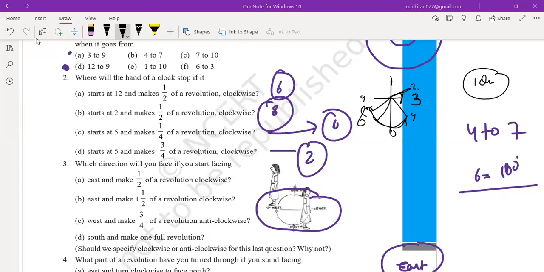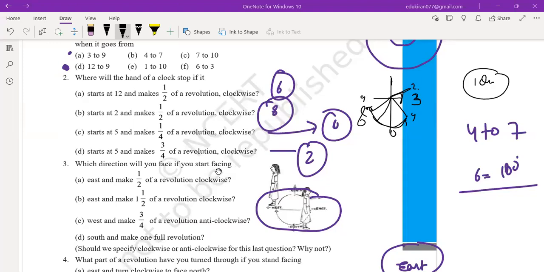Ma'am, are we at the B or C? Okay. So sorry for the disturbance. Yeah. For the C, where were we? C will stop at 8. Yes, ma'am. 8. And the next one, D. Ma'am, it will start at 5 and stop at 2. Yes. Okay.